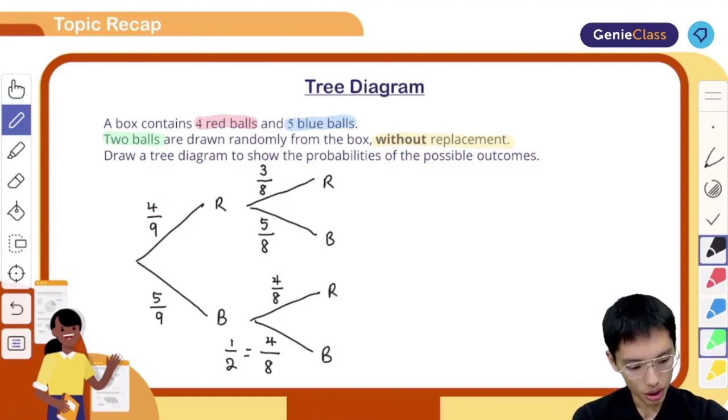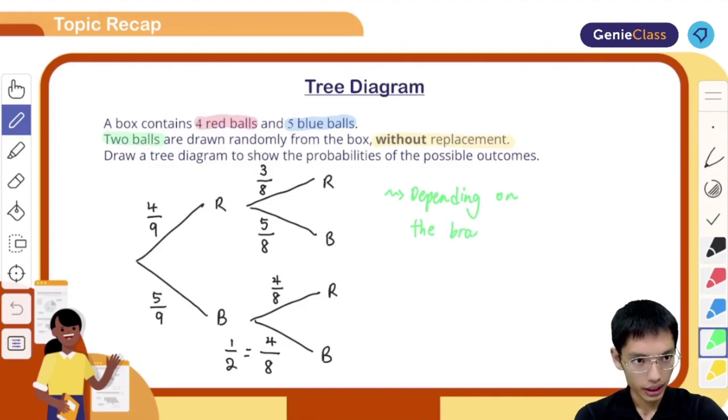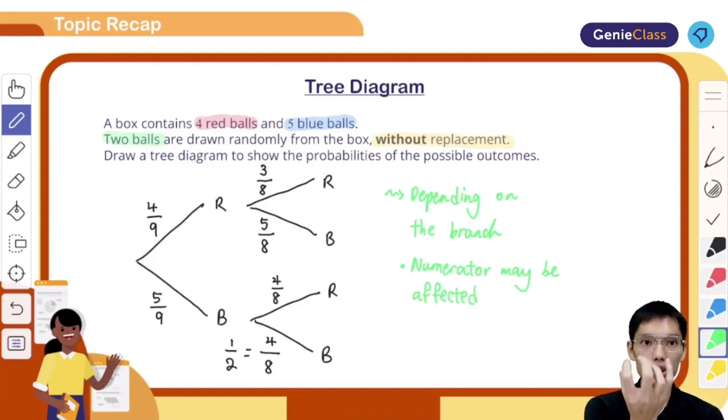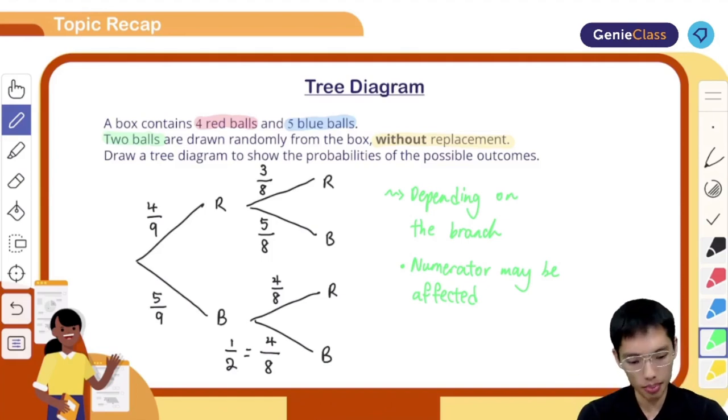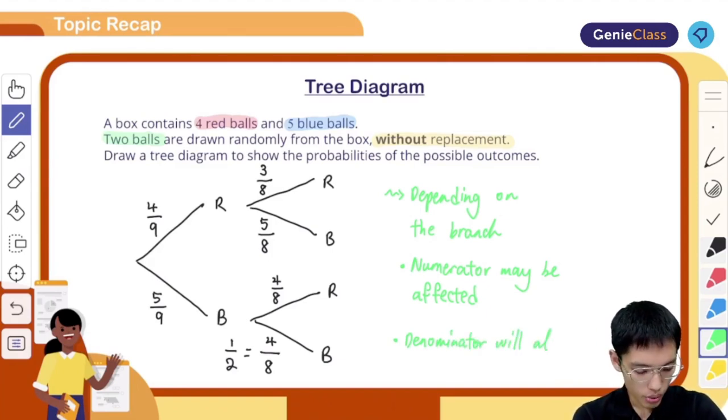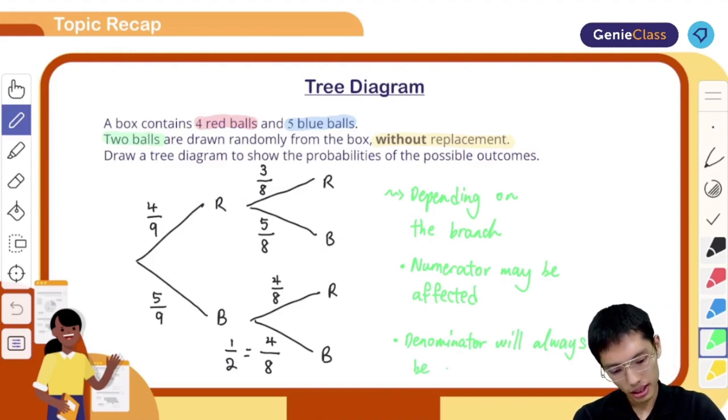So what's the moral of the story? You have to depend on the branch itself, in this case, either the numerator or denominator. The numerator may be affected, depending on the branch. But regardless, because I'm talking about without replacement, the bottom is the total. So regardless of what happens, it is never replaced. So therefore, the denominator, in this case, will always be affected. That's one key thing over here.